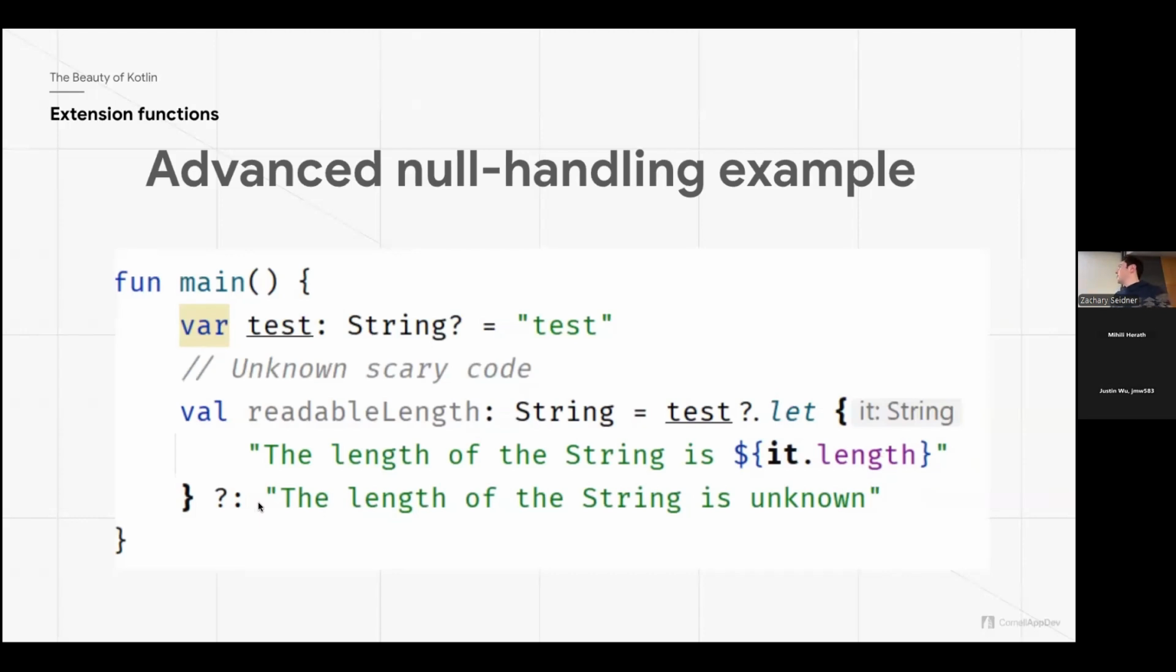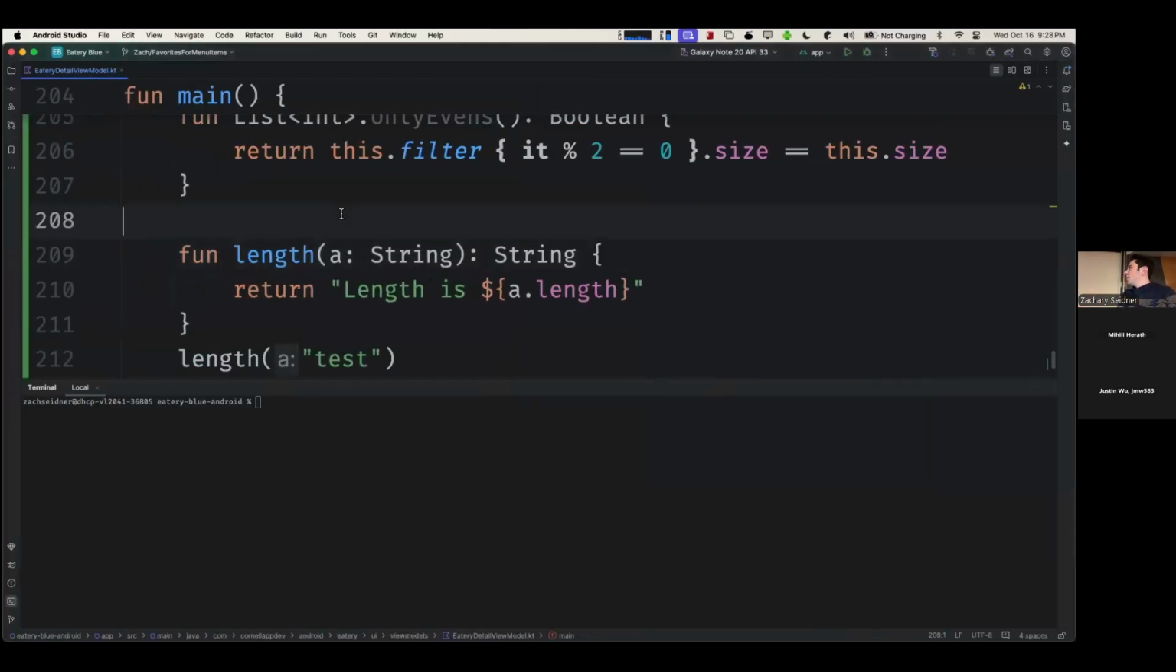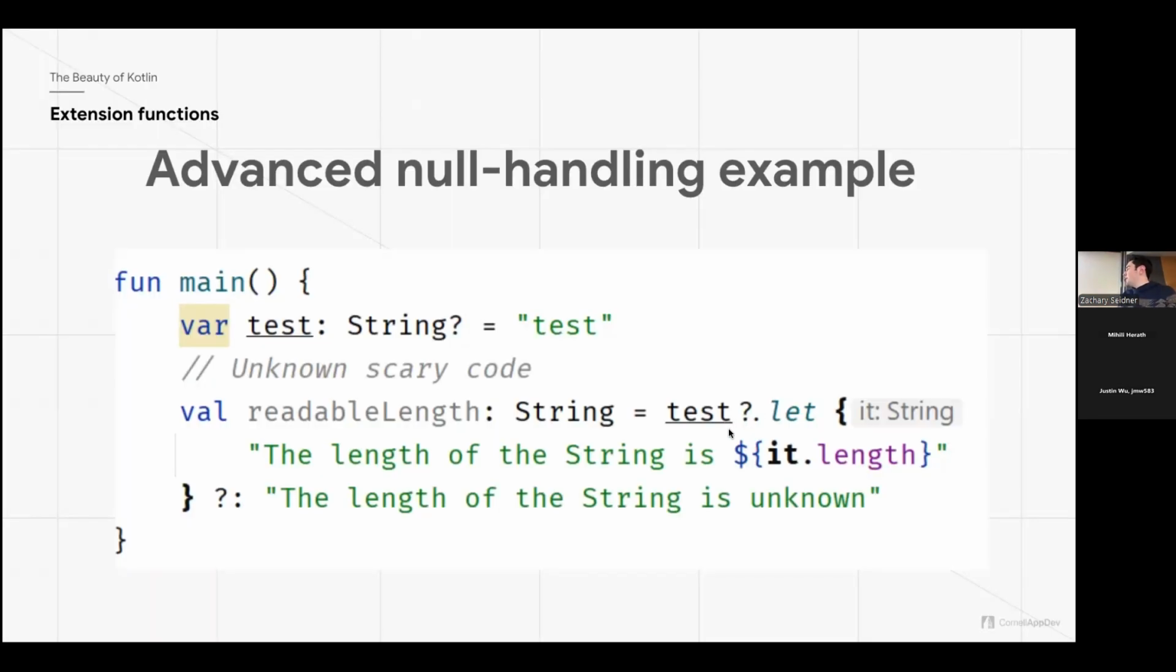Okay, so question mark colon, that's actually not calling it a second time. What question mark dot does is it says, if test is null, then this expression will be null. We're not even going to get a chance to call this function, because it wouldn't make sense to call dot let on a value that's null. We can't pass in any value to our function.